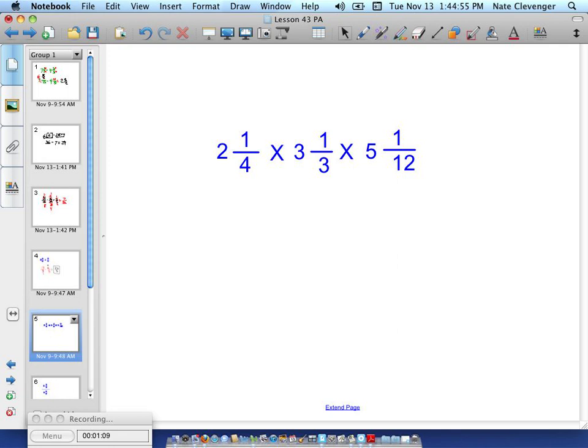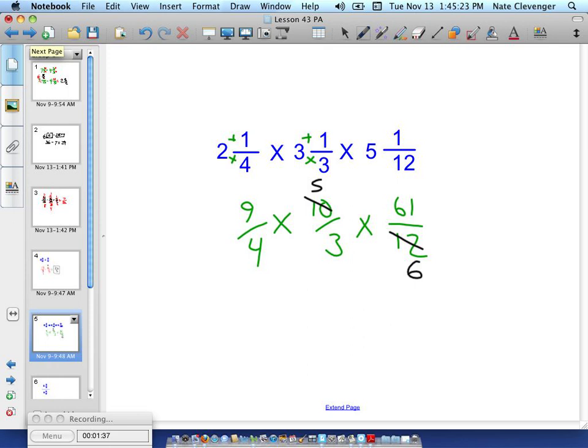We'll have multiple mixed numbers that we're multiplying together. So we need to change each of those. 2 times 8 plus 1 is 9/4 times 10 thirds. 60 plus 1 is 61 twelfths. Then we look for things that can easily reduce. I can go 10, 12 by 2 each. 3 goes into 9 and 3 once and 3. And after that, 3 and 6.